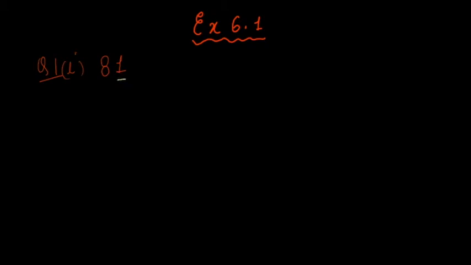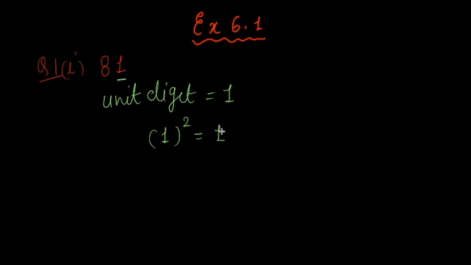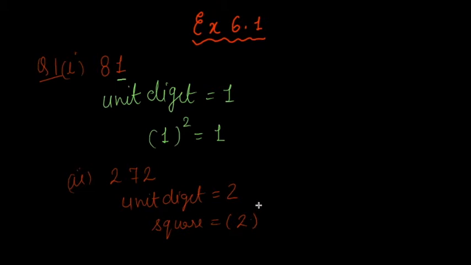So I told you the unit place digit here is 1 and the square of 1 is 1. So when you find the square of 81, the unit place digit will be 1. Similarly, the second part is 272. Here again the unit place digit is 2, and the square of 2 is how much? It is 4. Therefore, the unit place digit in the square of 272 will be 4.